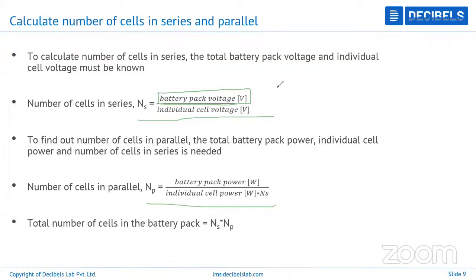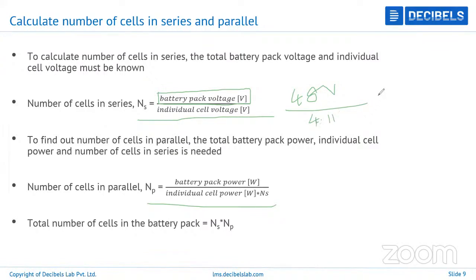Just as an example, let's say I'm trying to design a battery pack voltage of 48 volts. So let's take 48 volts as the battery pack voltage, right? And an individual cell voltage. From the lithium ion cell example that we derived earlier, we derived a cell potential of roughly 4.11, right?